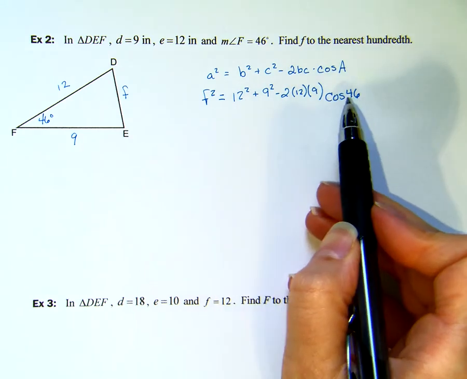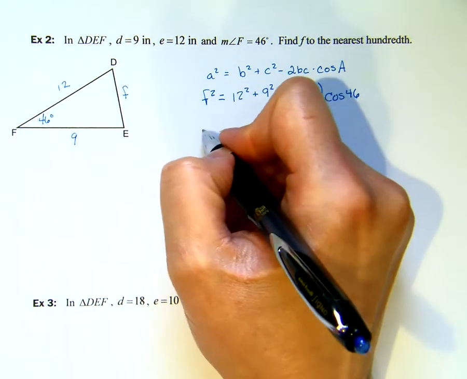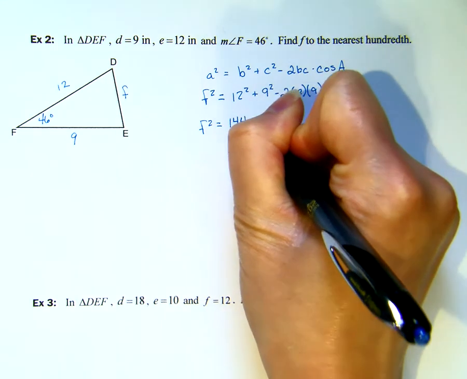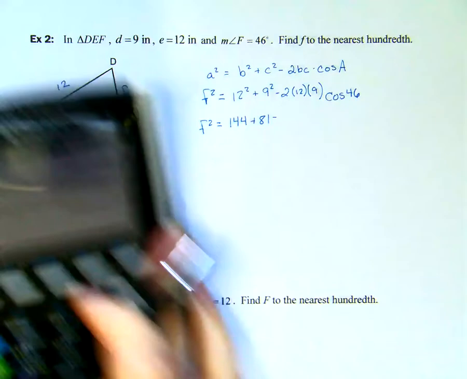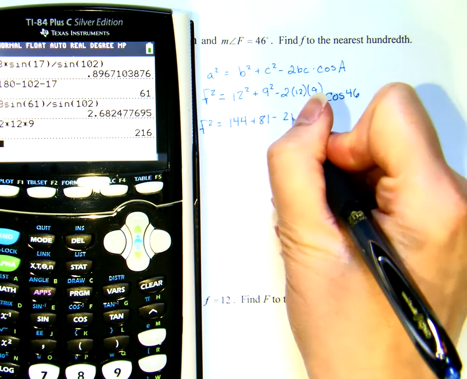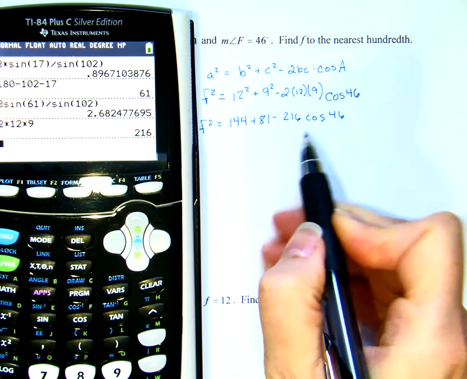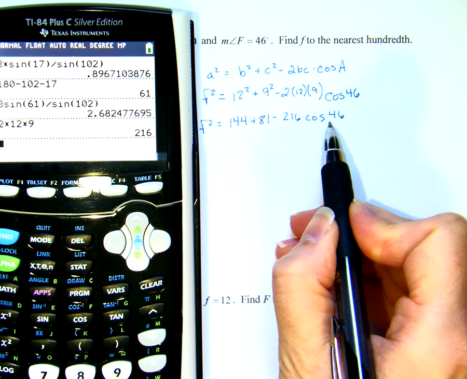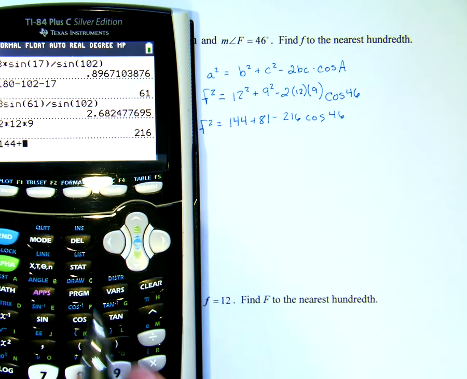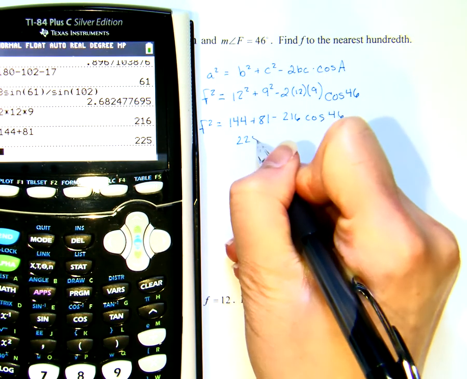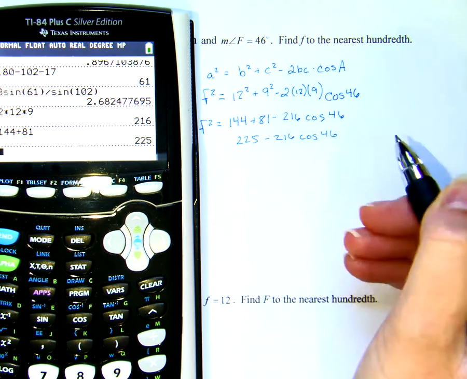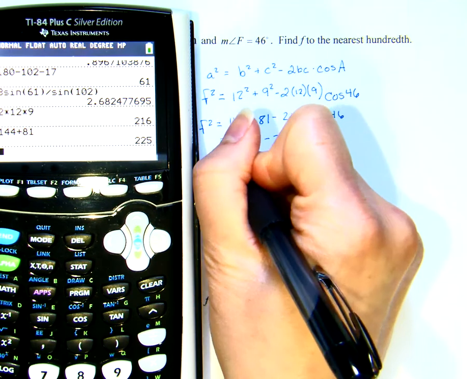So now, to find our value for f, we would need to solve this equation. Now be careful when you do so. We can say 12 squared is 144, 9 squared is 81, and we can multiply those together: 2 times 12 times 9, and we'll get 216. But as you simplify, remember that multiplication, 216 times our cosine, is a rule that would come before addition or subtraction. So while I can add the 144 with the 81, I cannot now subtract the 216 because I have to multiply that 216 by the cosine of 46 before I can do any subtraction. So let's do that.